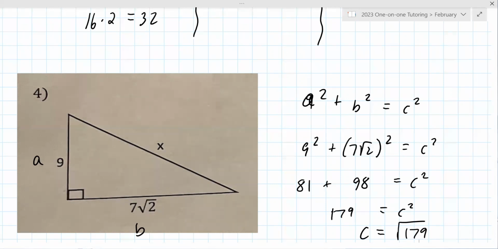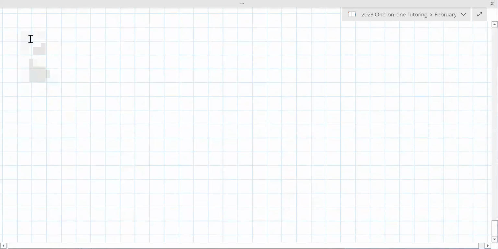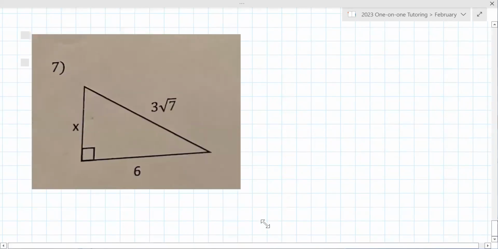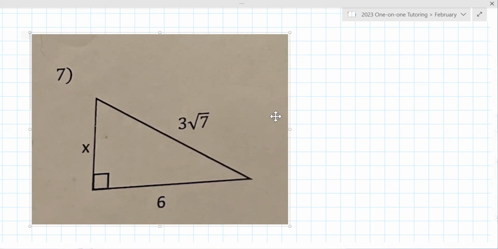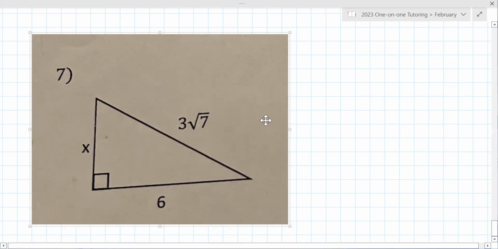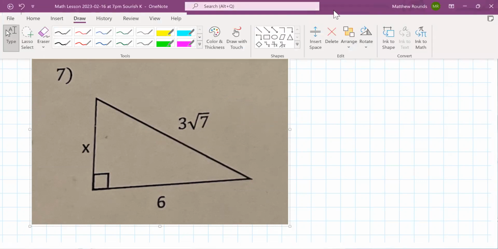All right, let's look at number 7. Number 7 is really similar. When you look at this picture, what are the 2 values of the legs? That's 6 and 3 square root 7. I think we can stop here, because it's almost time to go. But hold on, let's do this final problem.